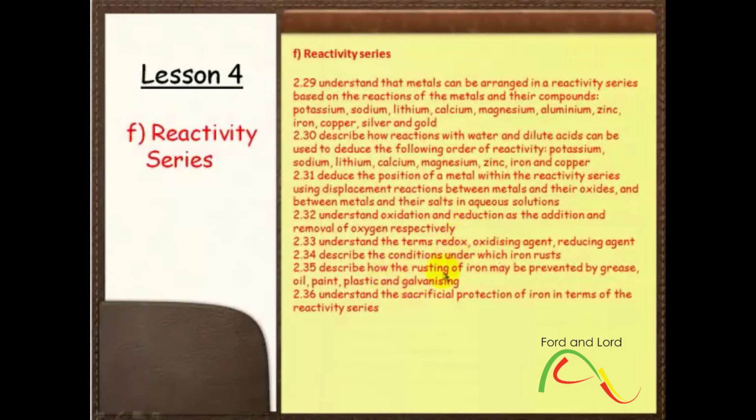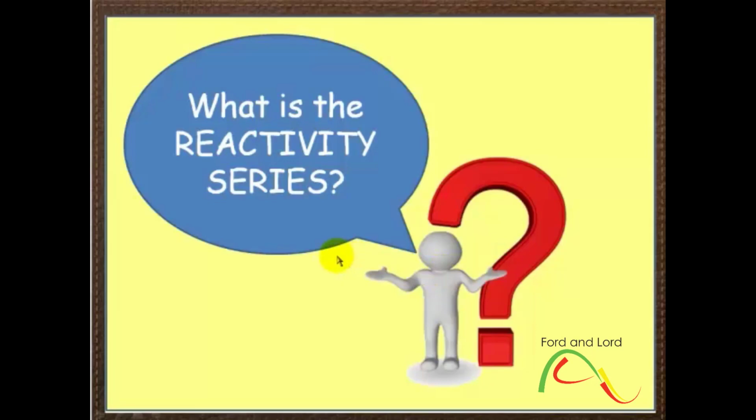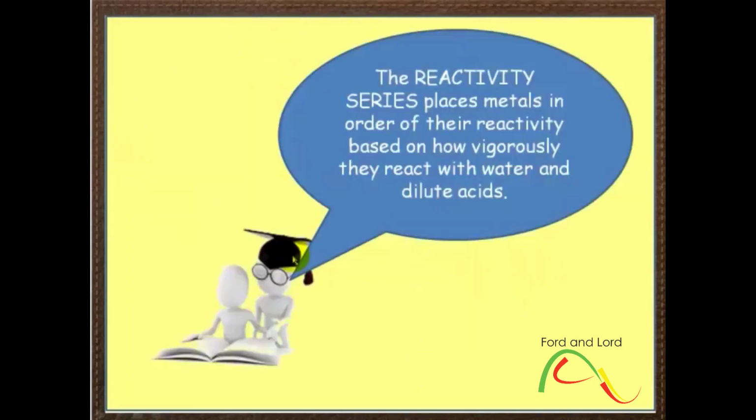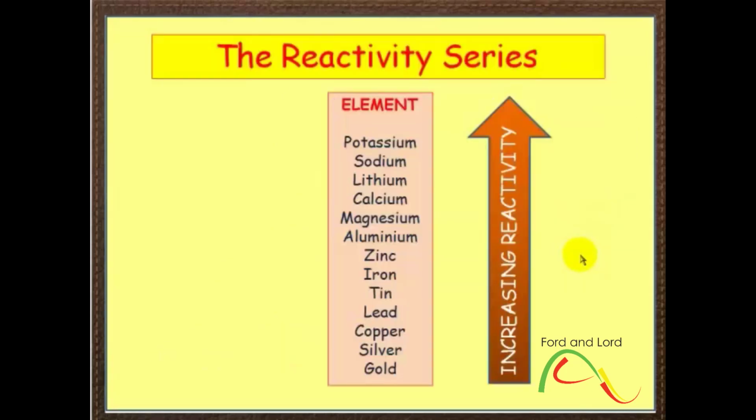Let's make a start by thinking first of all, what is a reactivity series? Well, you can guess a little bit from the title, but a reactivity series places metals in order of their reactivity based on how vigorously they react with water and dilute acids. So the more vigorously they react with water and acids, the higher they are up the reactivity series. Let's look at the list of metals.